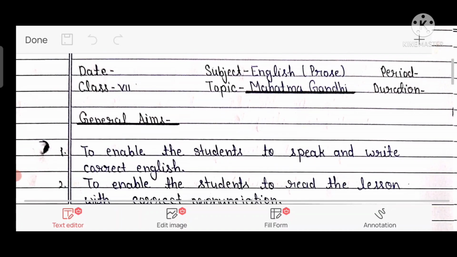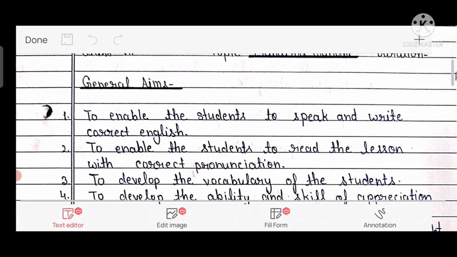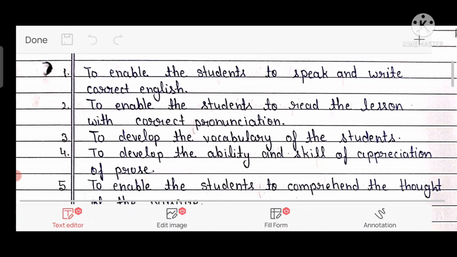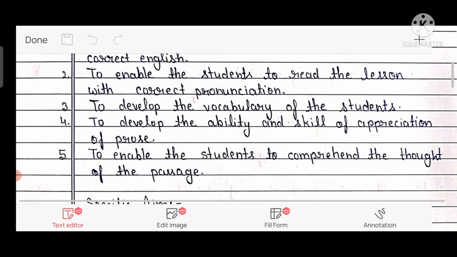Then the next step is general aims. We will write the general aims of English prose. Number 1, to enable the students to speak and write correct English. Second, to enable the students to read the lesson with correct pronunciation. Third, to develop the vocabulary of the students. Fourth, to develop the ability and skill of appreciation of prose. And fifth, to enable the students to comprehend the thought of the passage.